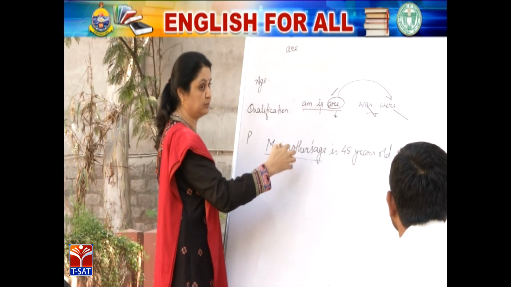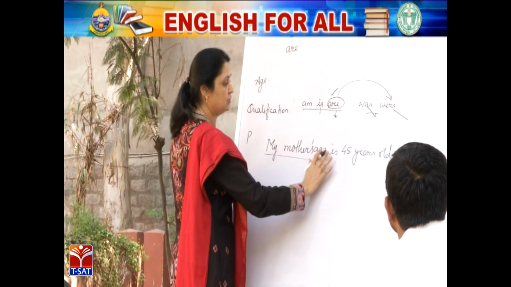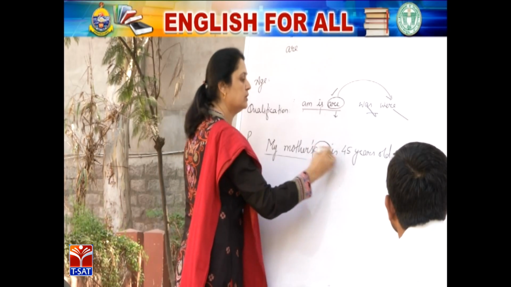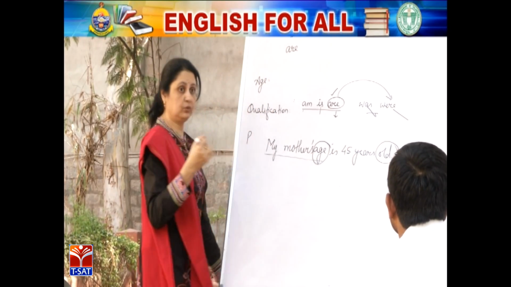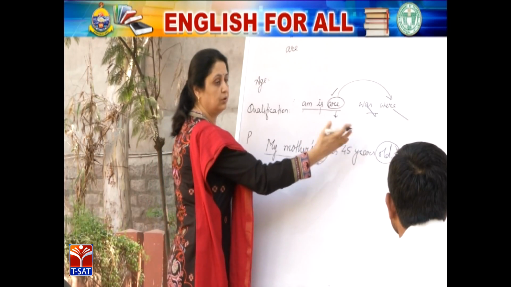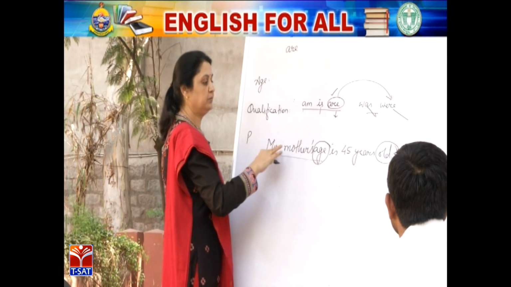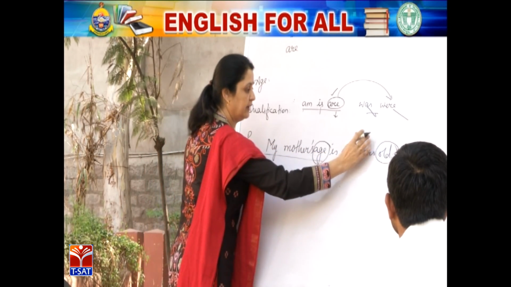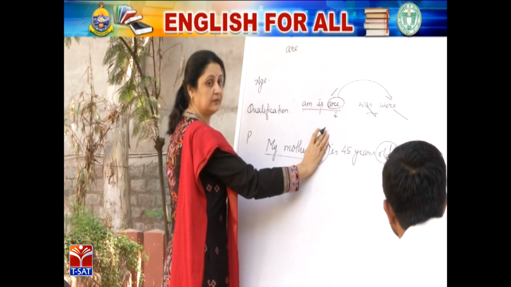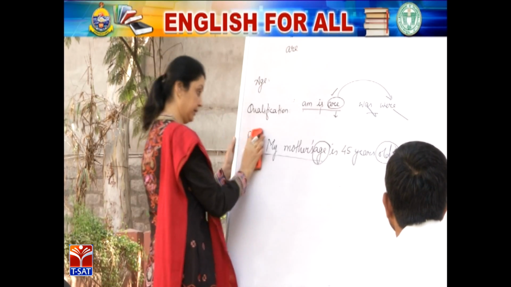Whenever you want to talk about some possession, then you have to use this. Now, then my mother's age is 45 years old. Now this word age and this old, you shouldn't use together in a sentence. Either you have to use this or you have to use that, but you shouldn't use both. So either you can say my mother's age is 45, or my mother is 45 years old. You shouldn't use them both. Okay, that is an error.